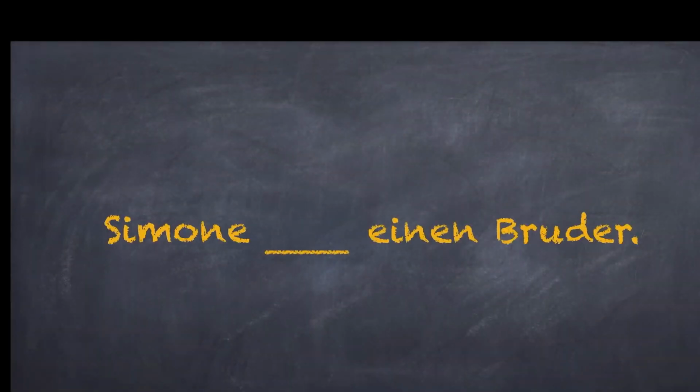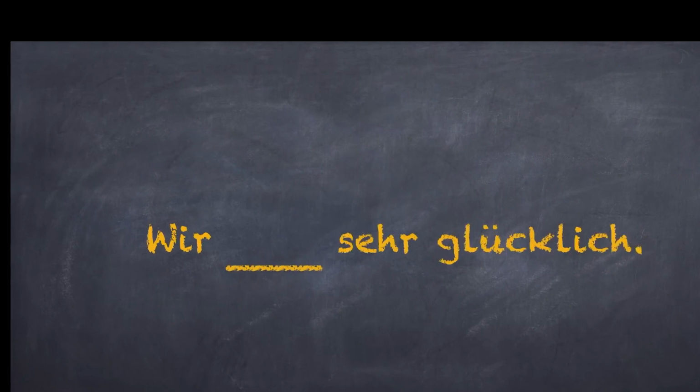And here's the first one. And the answer is Simone hat einen Bruder. Here's the second sentence. And the answer is Wir sind sehr glücklich.